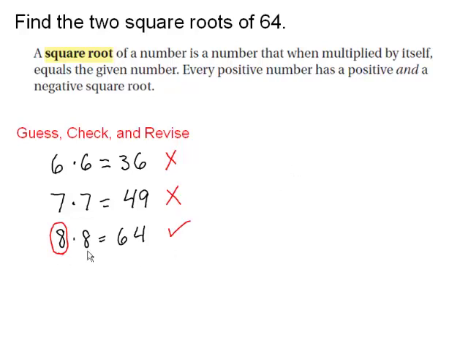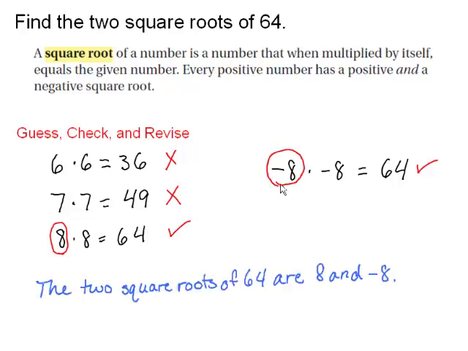Because 8 times 8 is 64, let's try negative 8 times negative 8. Remember, a negative number times a negative number is a positive number. So negative 8 times negative 8 is 64. 64 equals 64. This means that negative 8 is a square root of 64. So, the two square roots of 64 are 8 and negative 8.